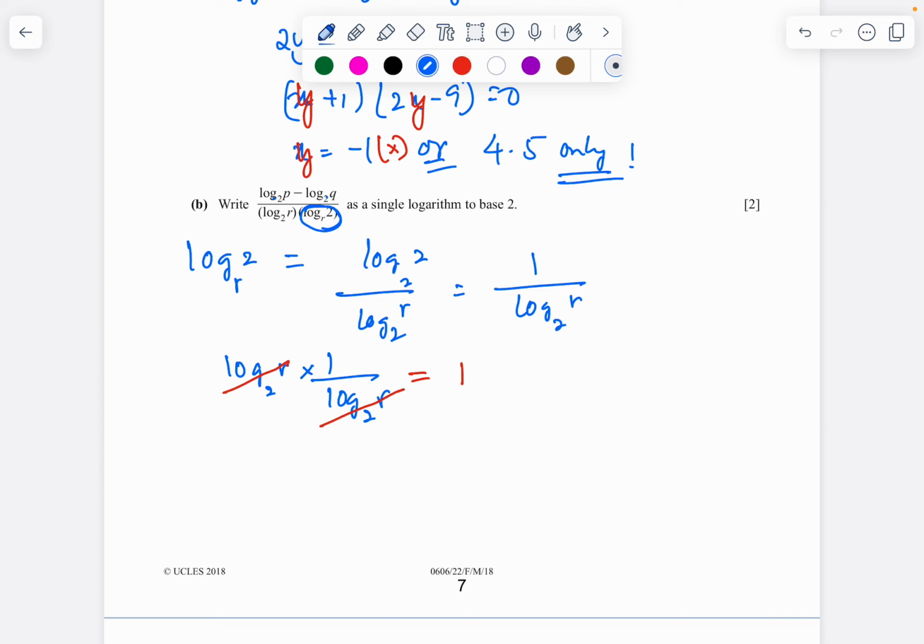Now I will apply the numerator. I can use the division law here. It becomes p over q. That's it. Simple.